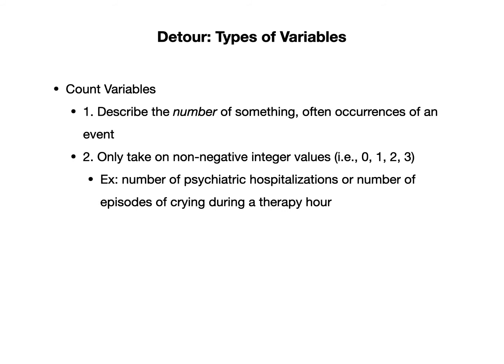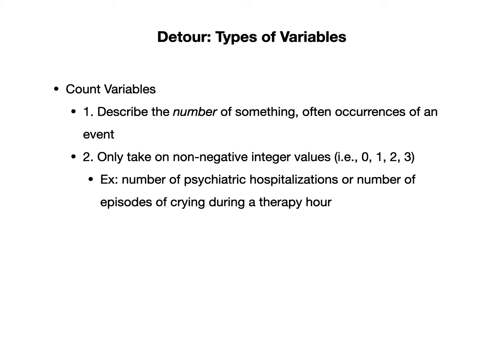A second type of variable is our count variable, and the key thing here is that it describes the number of something, often occurrences of an event. Some of the research that I collaborate on is with people who have problems with drinking, and problems that might occur when they've had a lot to drink, all the way from hangovers to drunk driving to getting hospitalized. We might count the number of problems they have post drinking. That would be an example of a count variable.